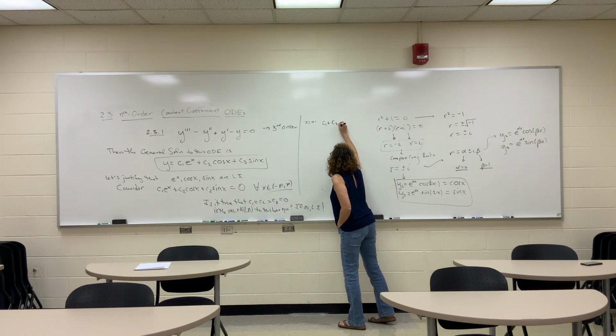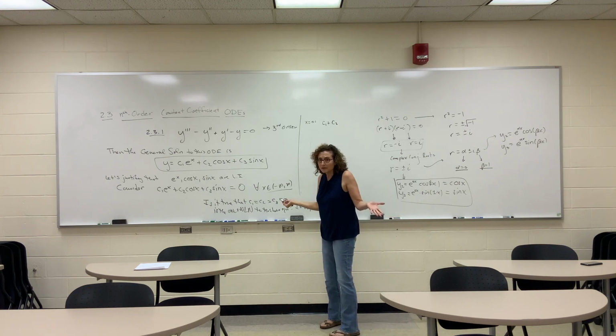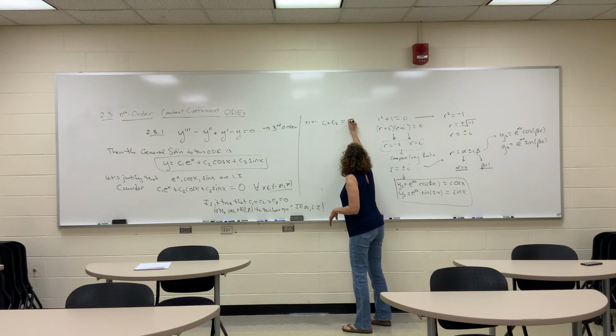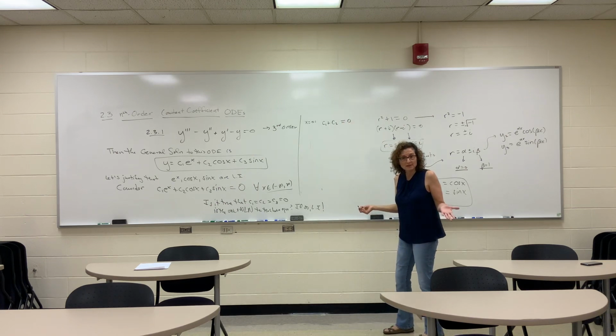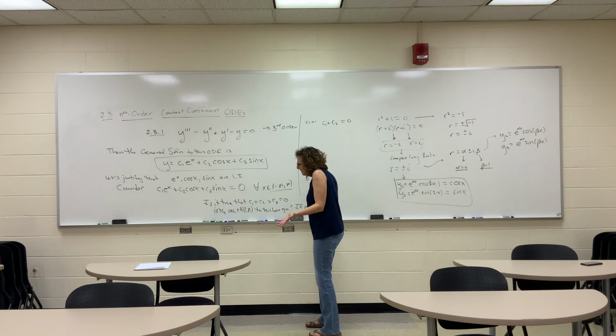Good, so plus C2 times 1, plus C3 times sine of 0. What is sine of 0? Good, 0, so that's gone, right? So if x is 0, that equation becomes C1 plus C2 is 0, okay? All right, now let's pick some other nice value.